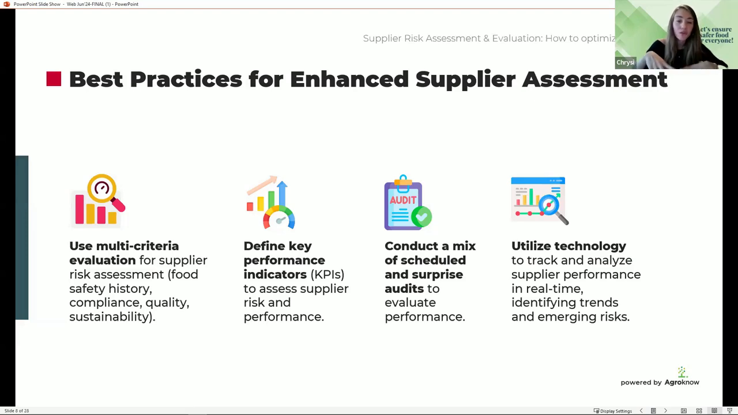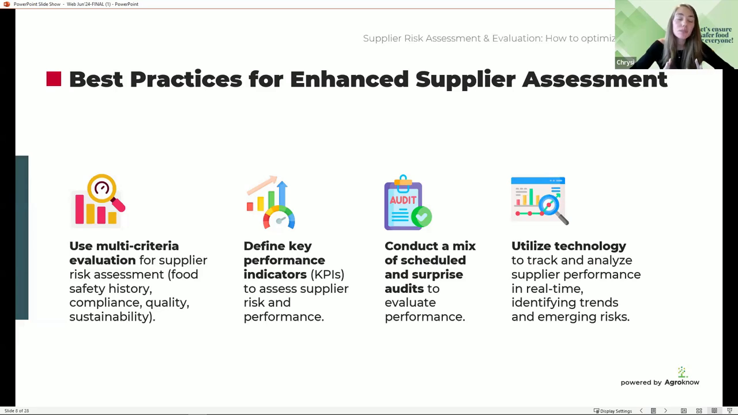KPIs, as we all know, provide a measurable way to understand how your suppliers rank in terms of risk. And these indicators might be anything that makes sense to a company. It can be the level of responsiveness of a supplier. It can be their compliance with the safety standards, their delivery times, their defect rates, the number of recalls that they had historically.